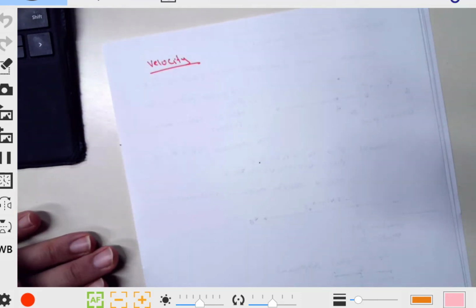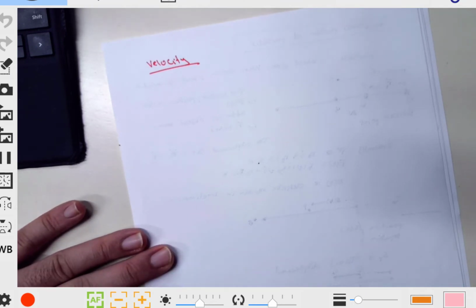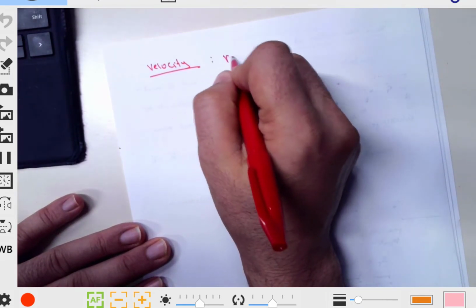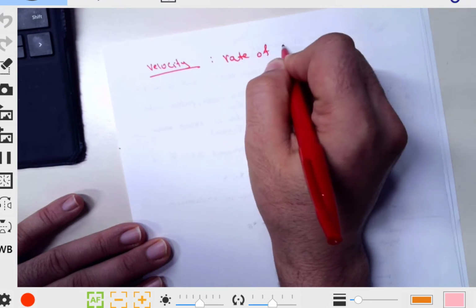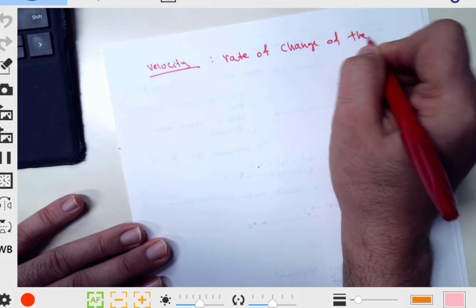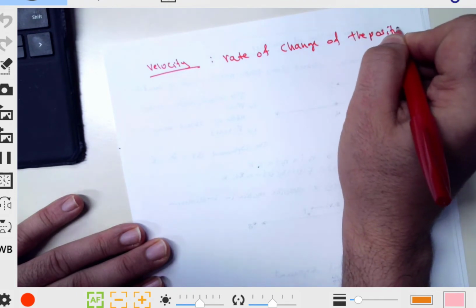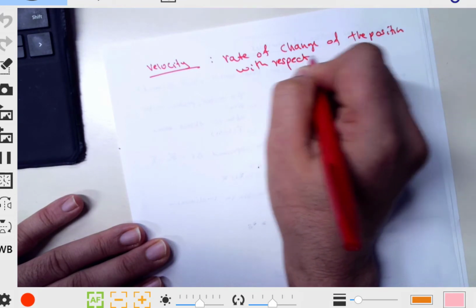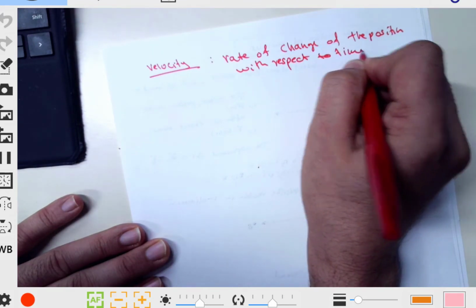Alright, moving forward, let's define the velocity. Well, the velocity is the rate of change of the position. So it's a rate of change of the position with respect to time, definitely. With respect to time, right?